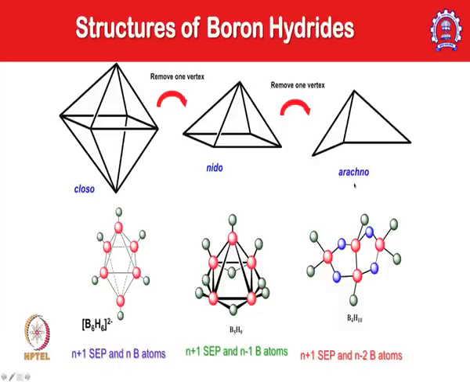There are some rules. Using those rules, one can conveniently explain all the structures starting from simple geometries. Let us look into the preparation of diboron. Since diboron is very important, industrial production of diboron involves the reaction of BF3 with sodium hydride.